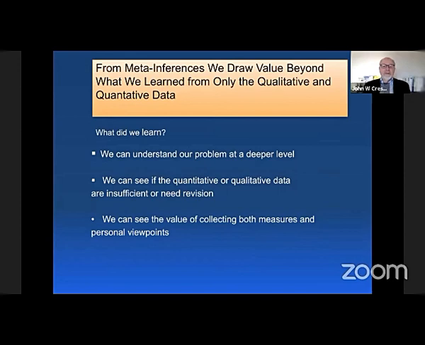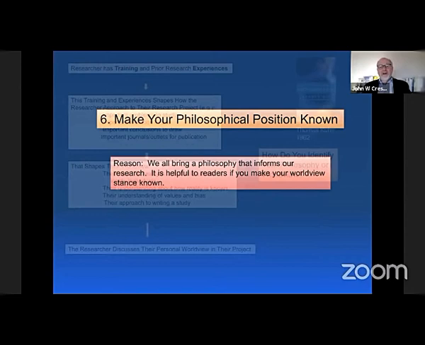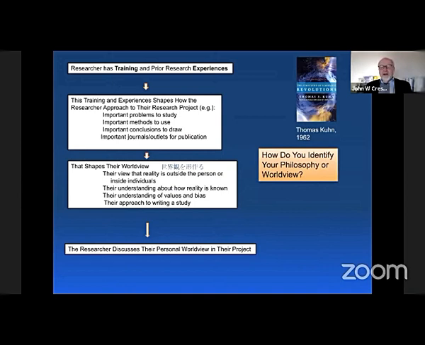Finally, the sixth one, make your philosophical position known. We bring a philosophical position to all of our research. This is especially important in the social sciences. I go back to a book by Thomas Kuhn, where he talked about identifying your philosophy or worldview for your research. So I suggest that you make your philosophy or worldview specific in your research project.